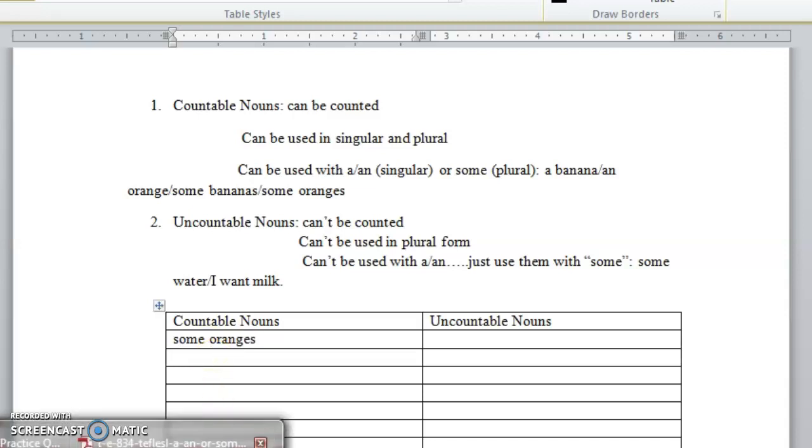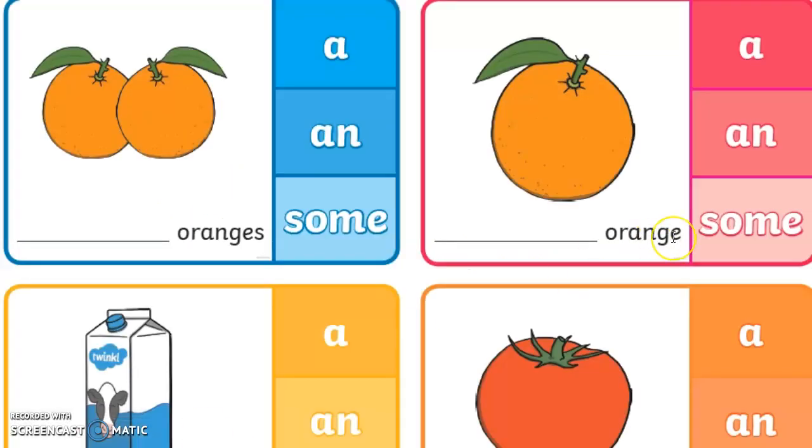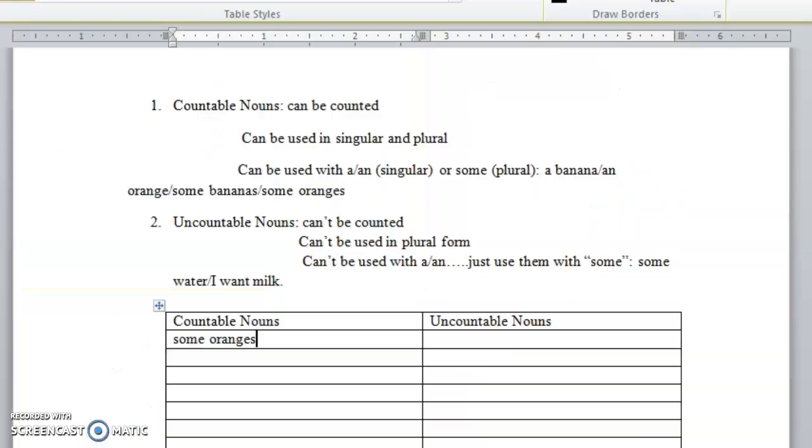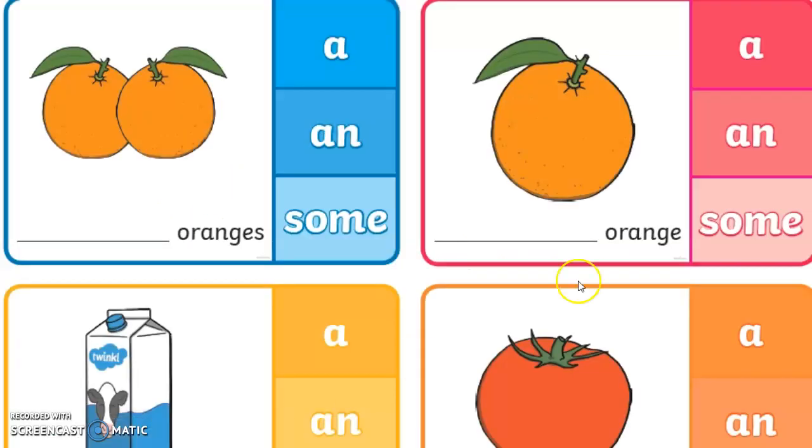Then we go to the other noun, orange, it's singular. So we do not use some with singular, we use either a or an. It starts with vowel letter, which means it takes an. And again, orange is countable. So we write here an orange. Okay? And you have to continue with the other nouns. I will post the correction later on.